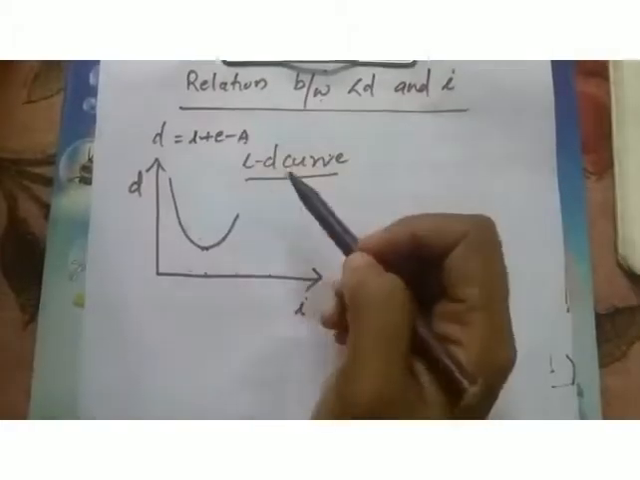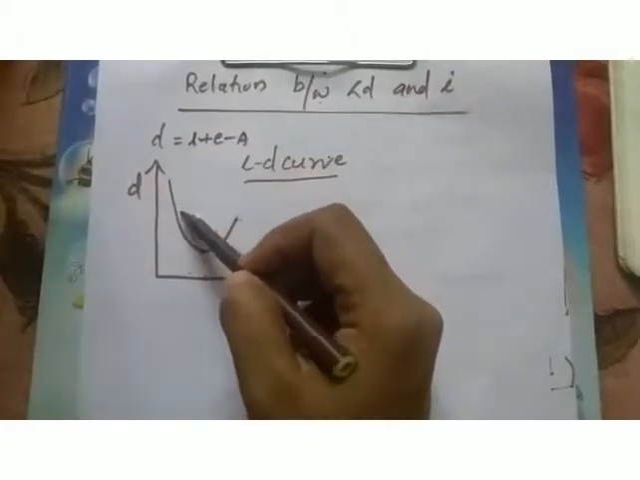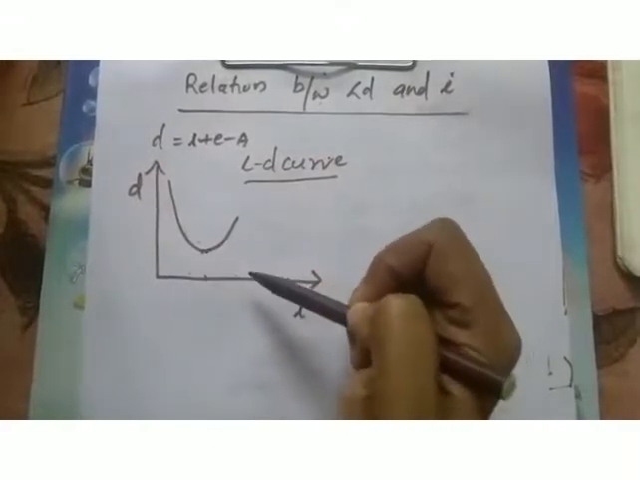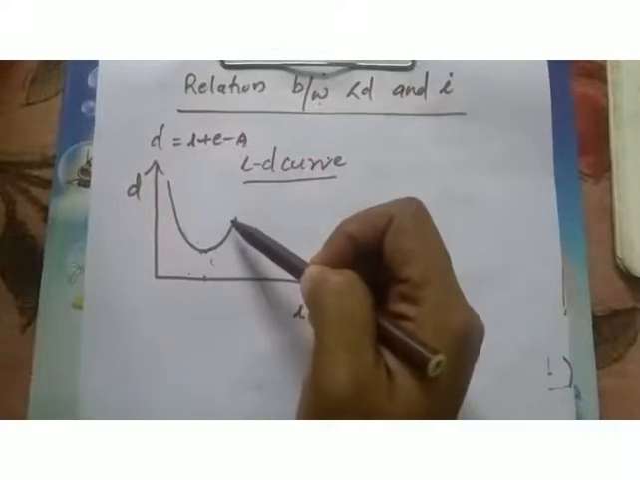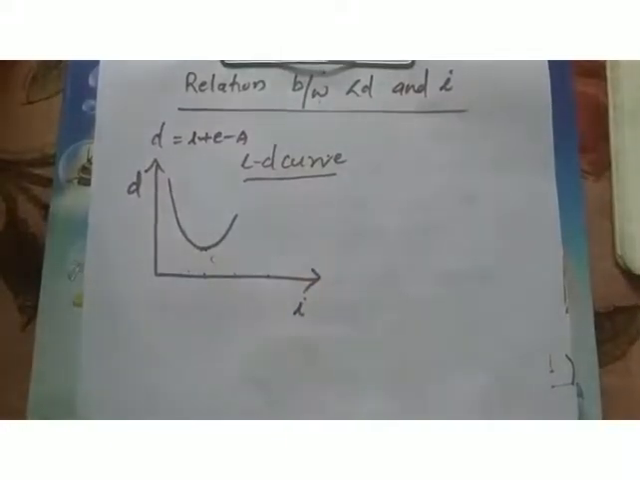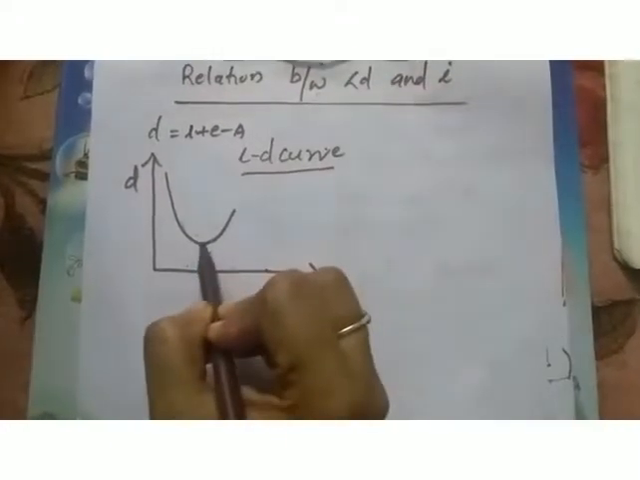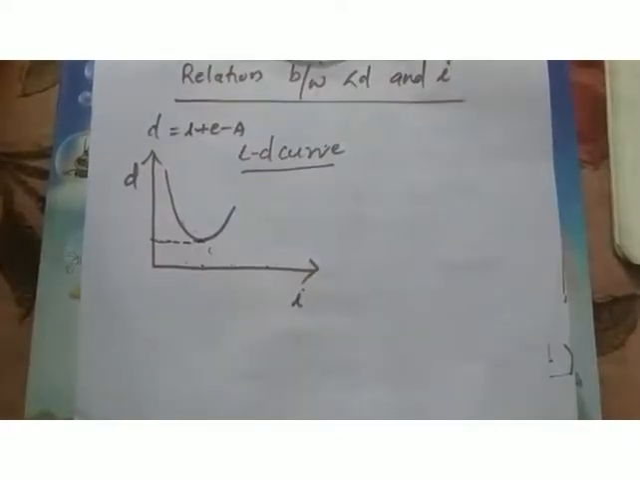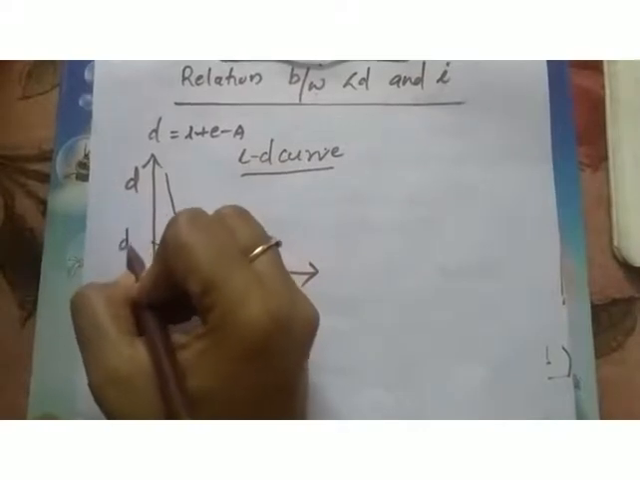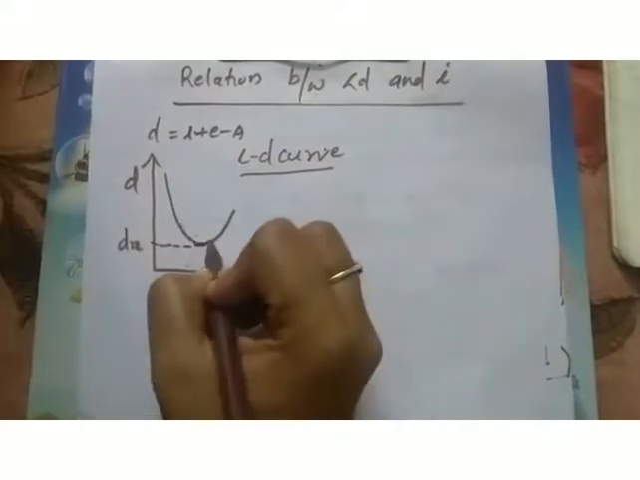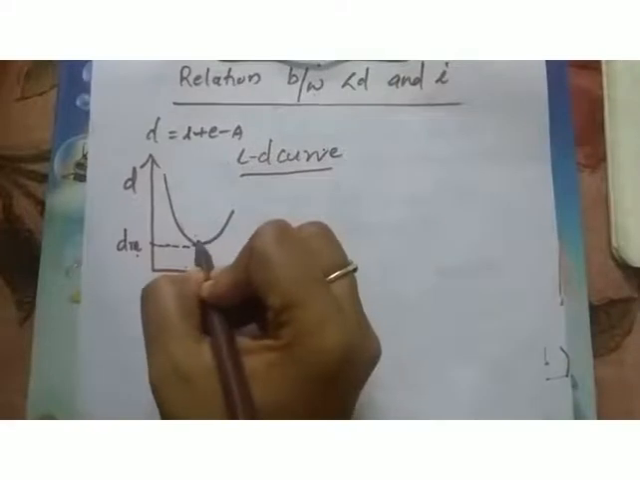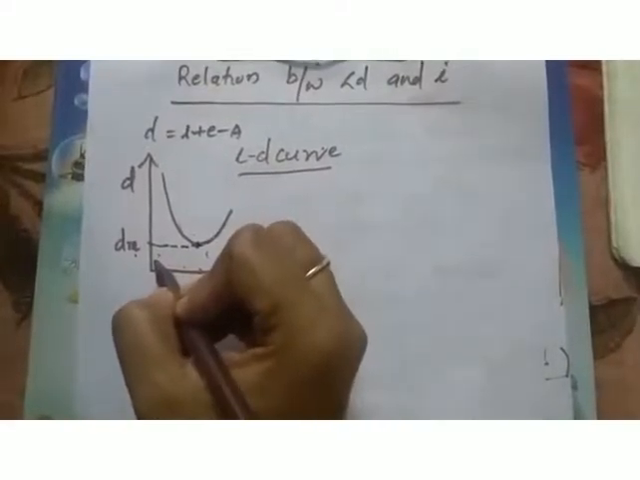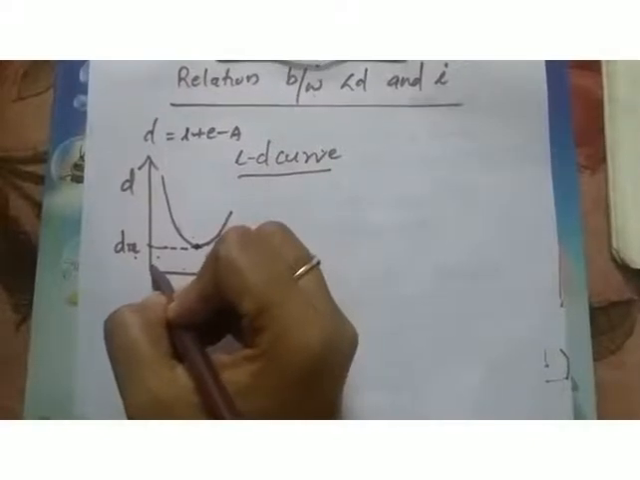Okay, so what is the relation? At first, the angle of deviation decreases, reaches a minimum value, and further increase in the angle of incidence causes an increase in the angle of deviation too. So the point where the angle of deviation is minimum is known as the angle of minimum deviation. The value of the angle of deviation corresponding to this minimum point is known as the angle of minimum deviation, DM.